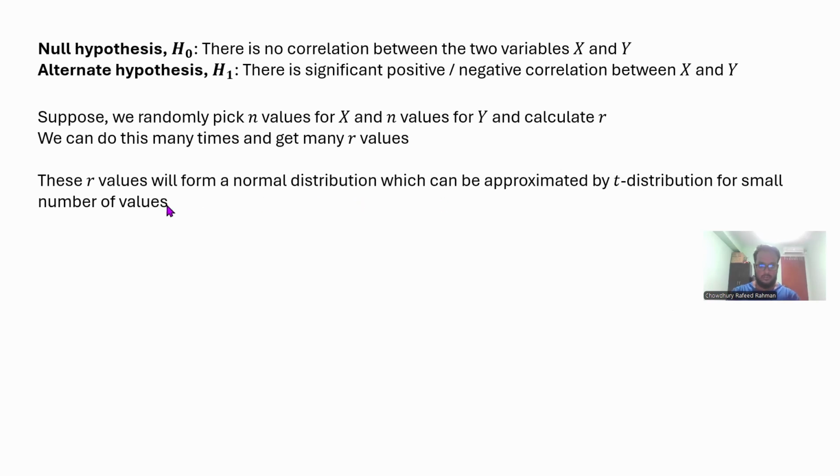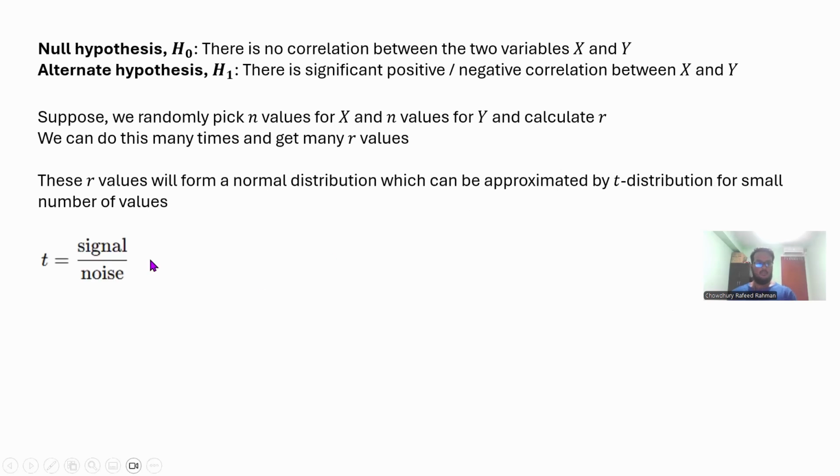Now, if you know your distributions, the t-distribution, the z-score, and the normal distribution, you know that when we have a limited number of samples, the normal distribution is approximated by the t-distribution, especially if your population standard deviation is not known. To understand better what I'm talking about, you should go back to the previous video on the t-test itself. I will leave a link in the description.